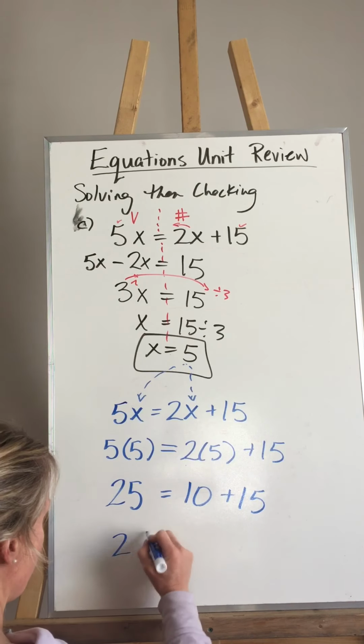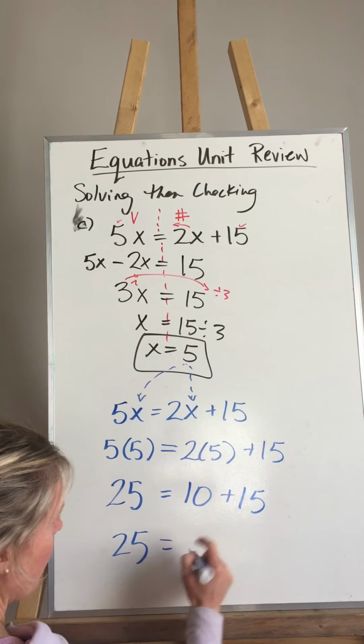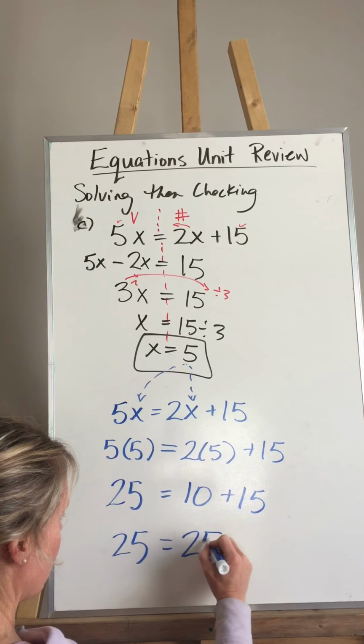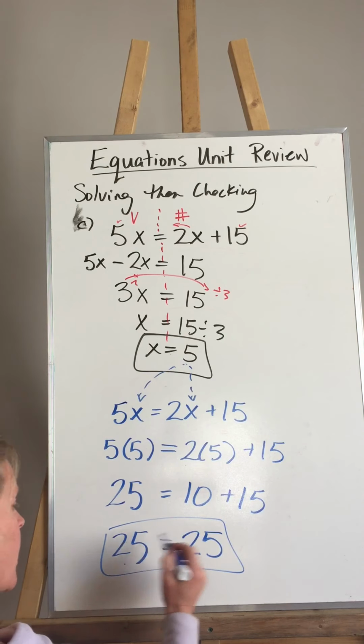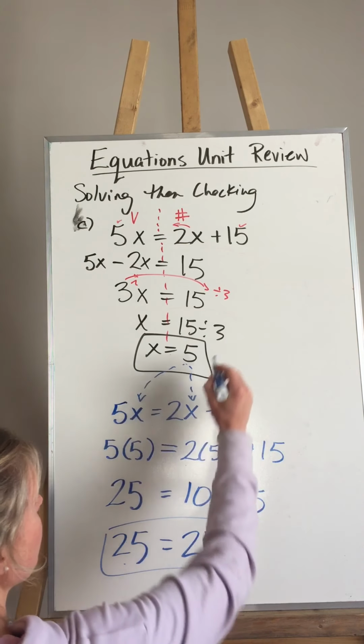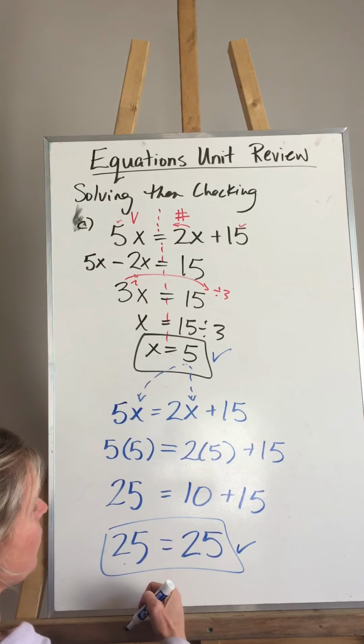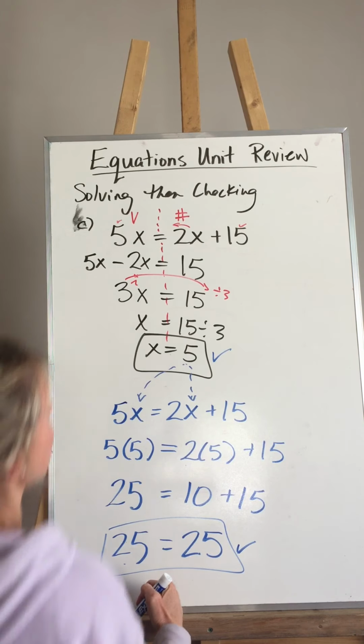So my left-hand side is 25. I'm just going to write that down. And 10 plus 15 is 25. Okay, so because 25 left side equals the right side, I know that x equals 5 is the correct solution.